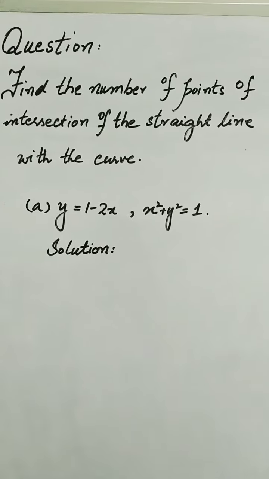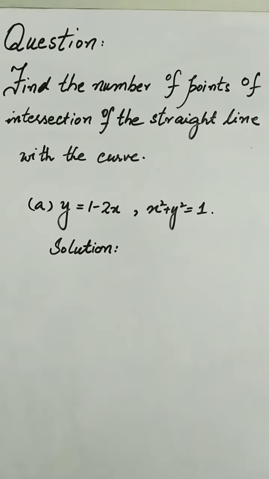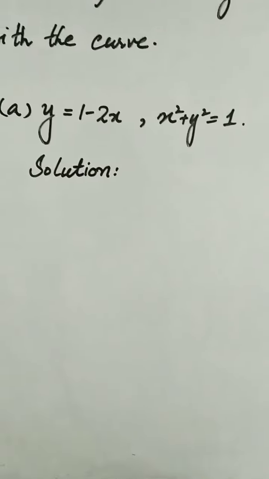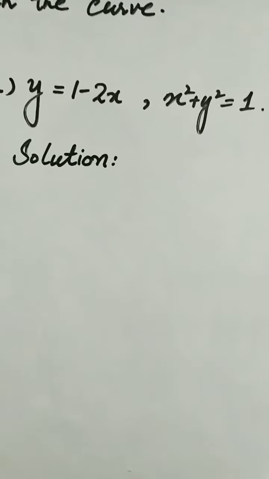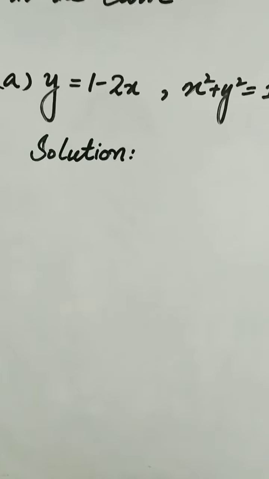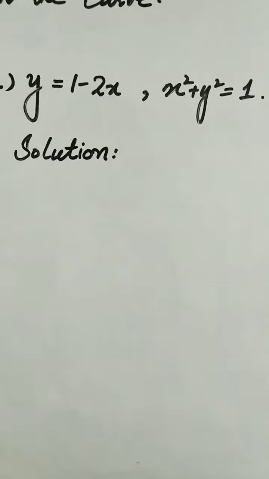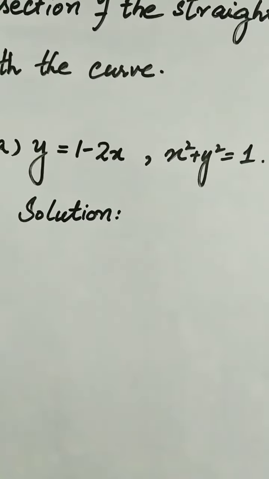Now look at another question in which we have to find the number of points of intersection of the straight line with the curve. Here we have a pair of a straight line and a curve, which is y equals 1 minus 2x, x square plus y square equals 1. In order to find the number of points of intersection, first we will solve these equations and get a single quadratic equation, and then with the help of the quadratic discriminant, we will find the number of points of intersection. Now let's start solving this question.